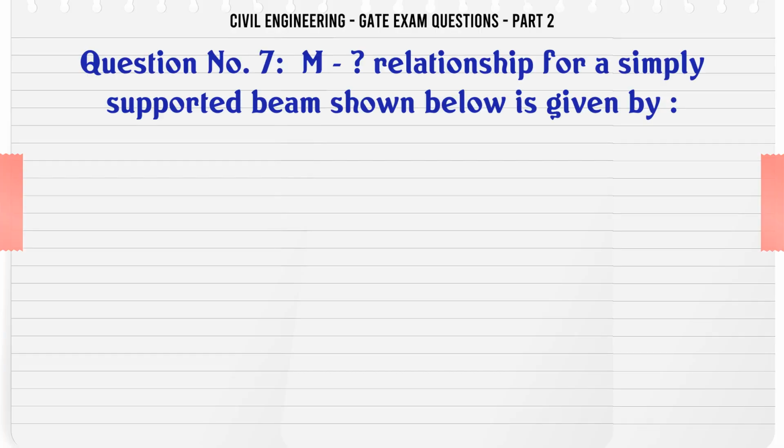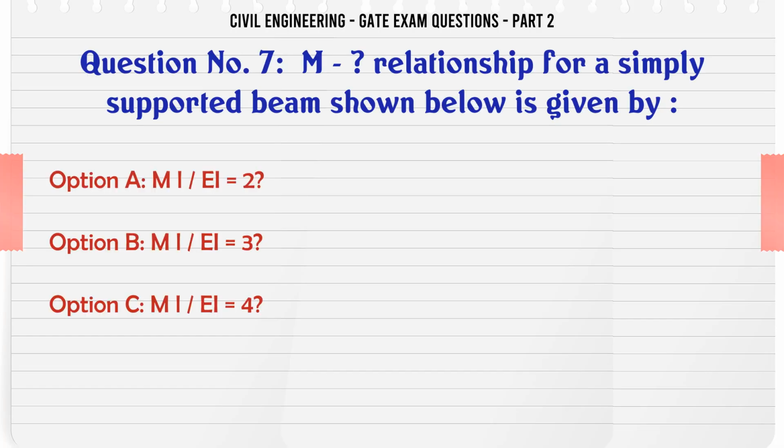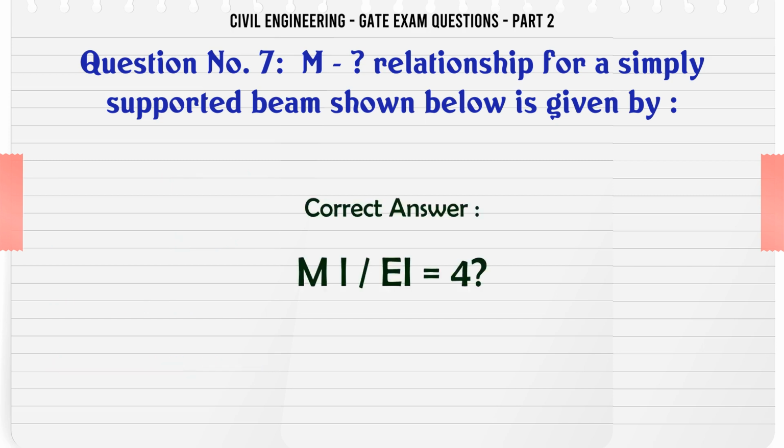The M relationship for a simply supported beam shown below is given by A. ML/EI2, B. ML/EI3, C. ML/EI4, D. ML/EI6. The correct answer is ML/EI4.